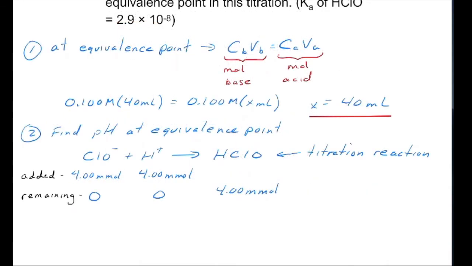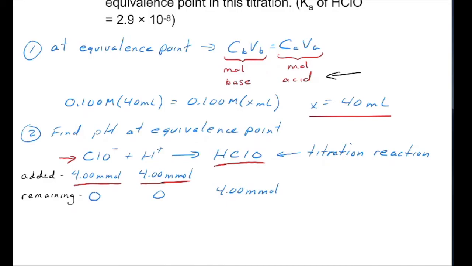So now that we know the volume at the equivalence point, we have to find the pH at the equivalence point. The reaction I've shown here is the titration reaction: ClO minus plus H plus. The ClO minus is the hypochlorite, H plus is the HCl, and that's going to produce HClO. From our previous calculation, which I didn't write down but you can figure out yourself, we have 4 millimoles of base initially present as our analyte, and we've also added 4 millimoles of HCl to react with all of that base.